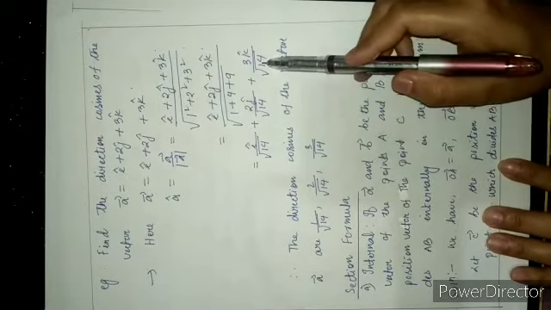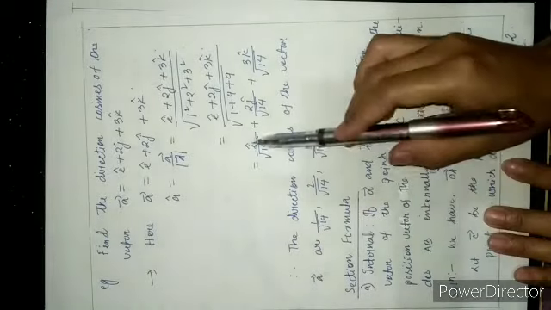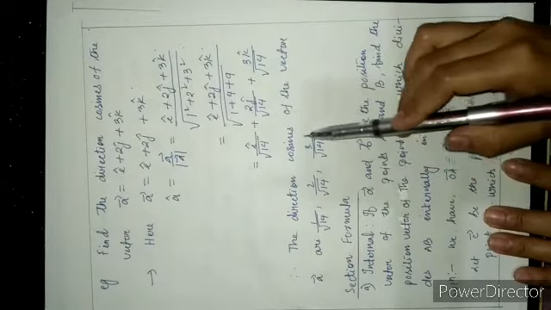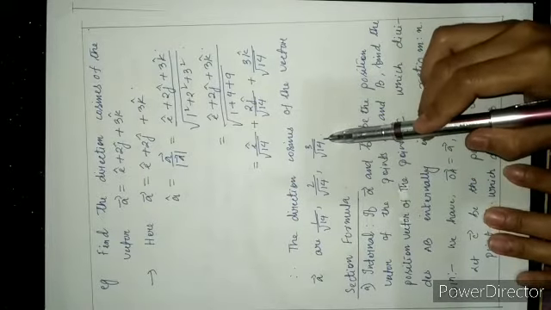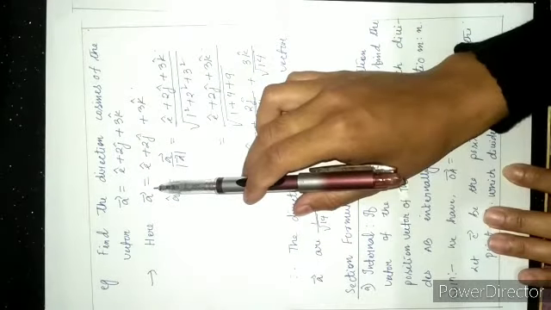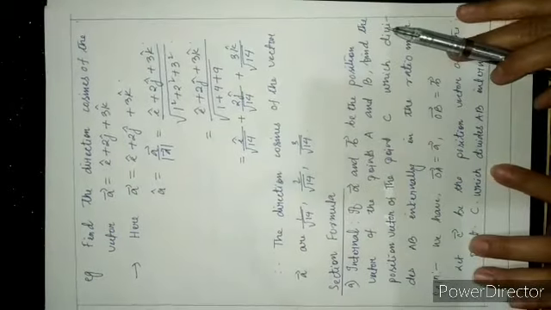The direction cosines of the vector A are 1 divided by root over 14, 2 divided by root over 14, and 3 divided by root over 14. These are the components of the unit vector acting along the given vector A. So these are the direction cosines.